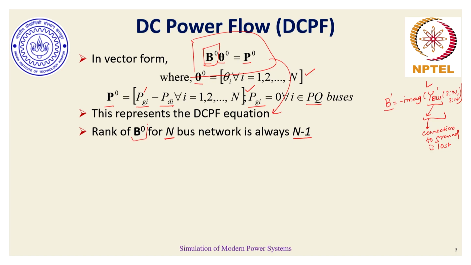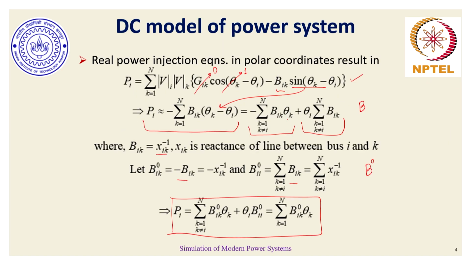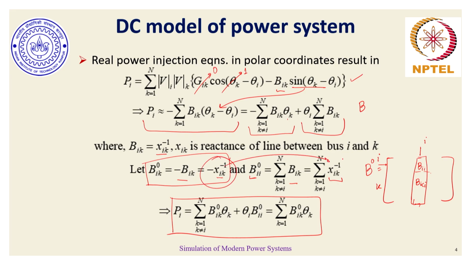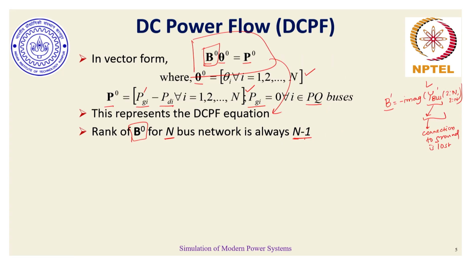The same analogy is true for B0. The way B0 is evaluated, off-diagonal terms are the negative of the corresponding line reactance inverse, whereas the diagonal terms are the sum of all inverse line reactances connected to bus I. So if I take the addition of all elements of the ith row or the ith column, it can be deduced that if this is BII and here I have, let us say, K, BKI, then the addition of all the BKIs would cancel the corresponding diagonal term, which is the reason why B0 is a rank deficient matrix. For an n bus network, its rank is always n minus 1.